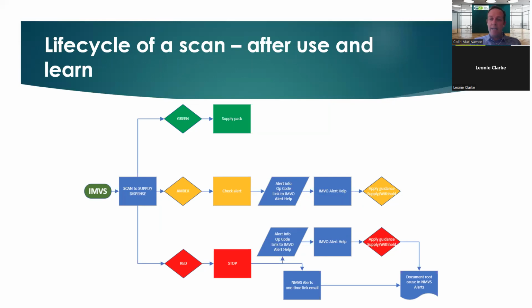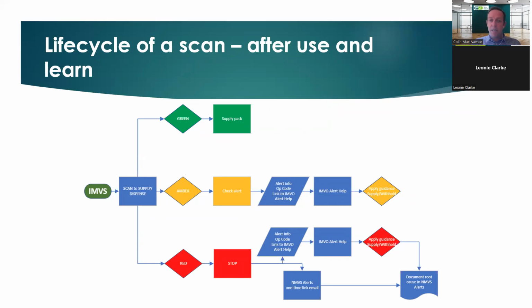So when you check the alert, again, you just click on the alert help link in the IMVO, which will allow you to get straight to the IMVO help page, which will get you directly to the IMVO alert help associated with that particular type of alert. And that will go through a yes/no process, which will allow you to quickly identify a root cause if it is at end user level, which will allow you to make your decision to supply or withhold the pack. And I'll do a walkthrough of exactly what that alert help looks like in a couple of moments.